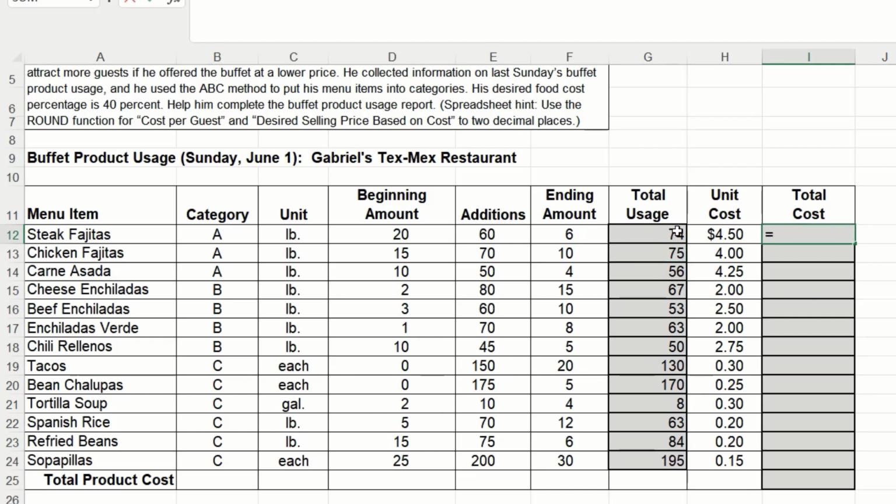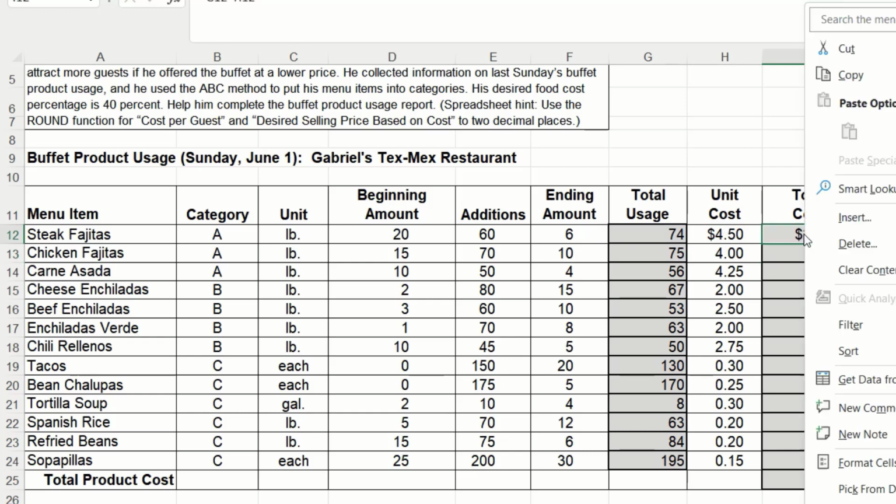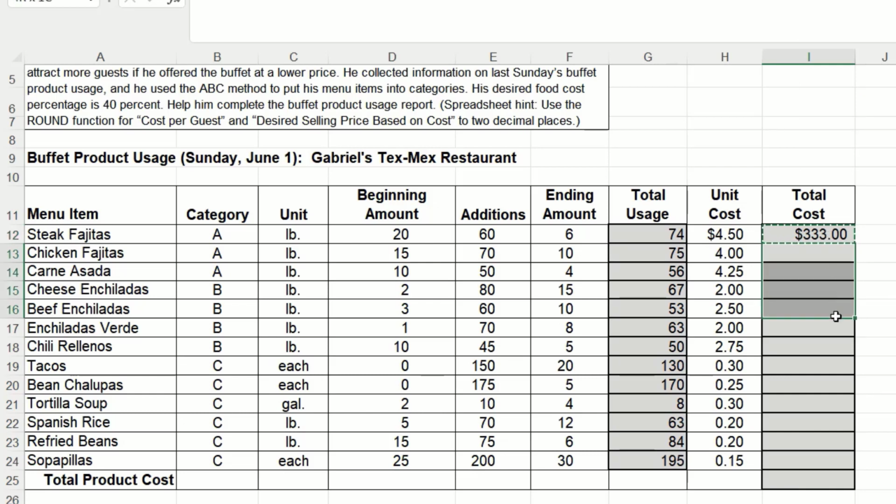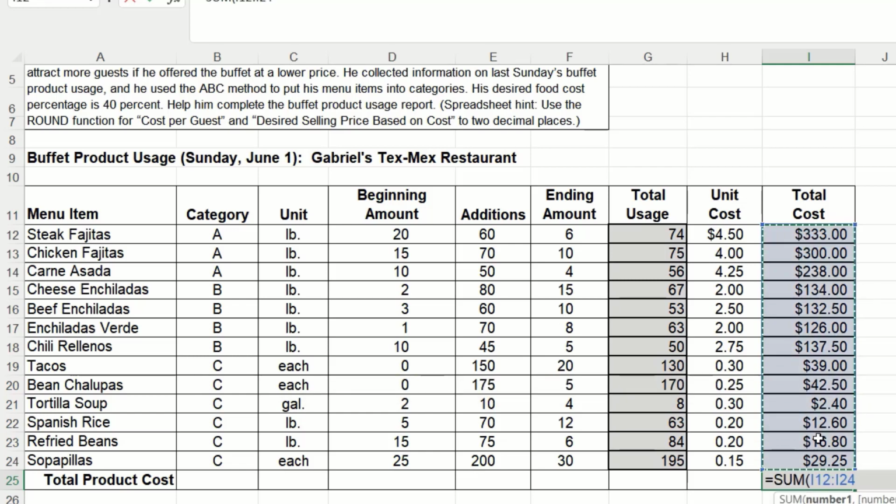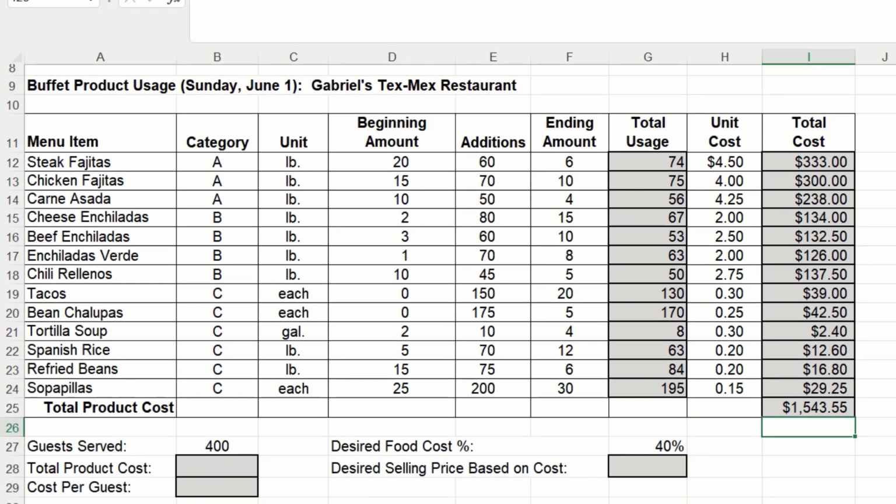Okay, our total usage of fajitas was 74 pounds at $4.50. Okay, so through his buffet, it cost him $333. Now we can, again, copy this formula, and let's go ahead, let's add it up. All right, so he used a total of $1,543.55 worth of product on the buffet.